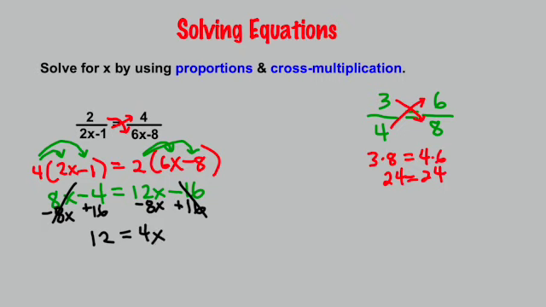And then for our final step here, we're going to divide by 4 on both sides. 4 divided by 4 is 1, so we get x on that side, and then 12 divided by 4 is 3. So that's our answer right over there, x equals 3. So now you should have a pretty clear idea of how these two techniques work.